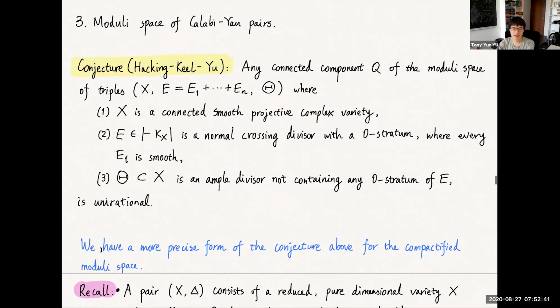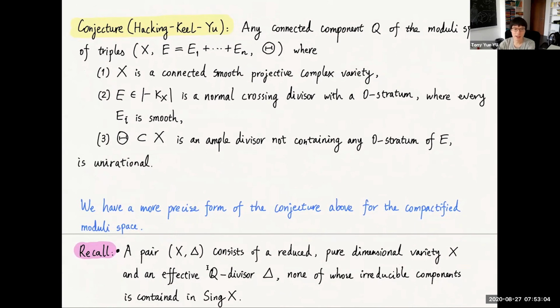And we also have a more precise form of the conjecture above for the compactified moduli space. Let me recall some basic notions from birational geometry in the end of this lecture, and in the next lecture I will go to more details. So recall, a pair X delta consists of a reduced pure dimensional variety X and an effective Q divisor delta, none of whose irreducible components is contained in the singular locus of X.